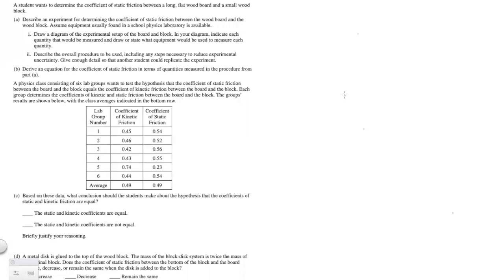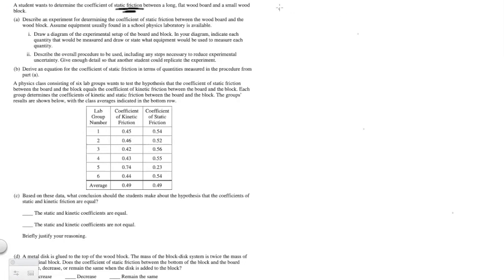All right, so this is from 2017. It's problem number 2. We have a student that wants to determine the coefficient of static friction between a long flat wood board and a small wood block. Before we begin the problem, this problem is focusing on static friction.